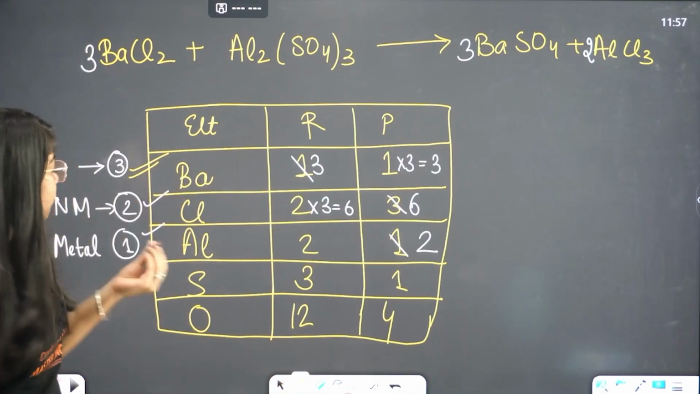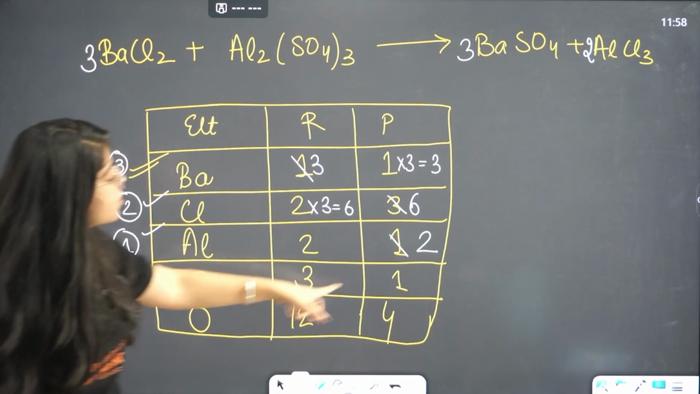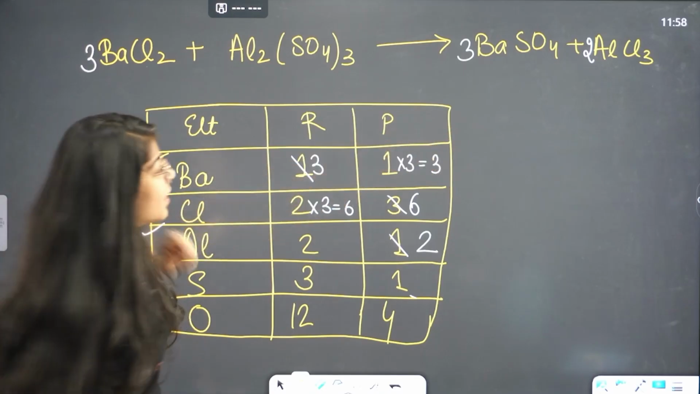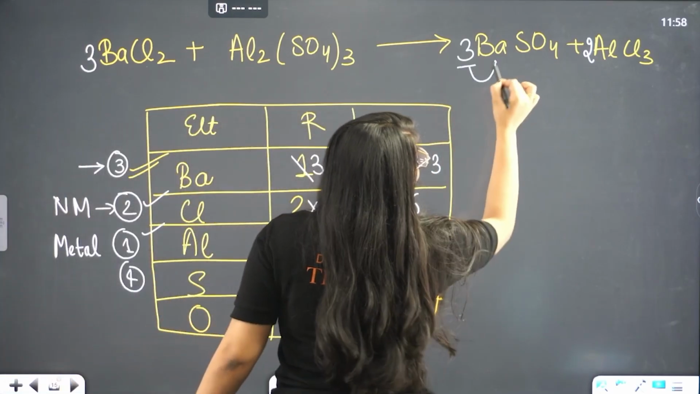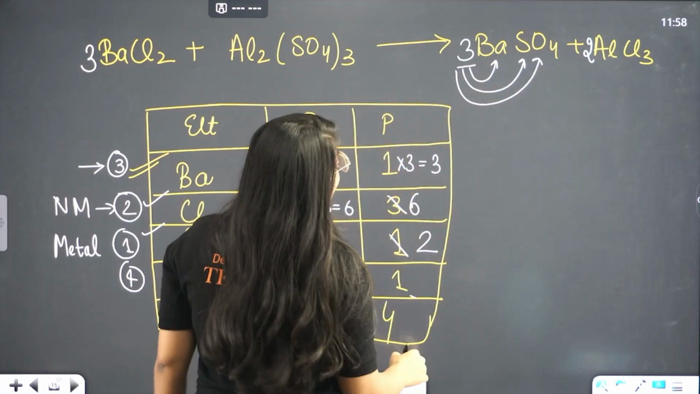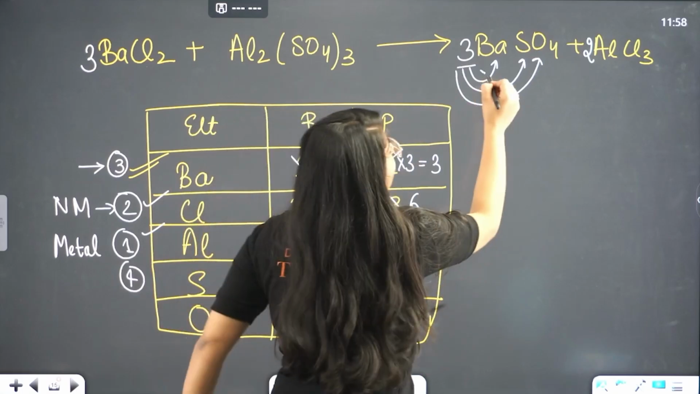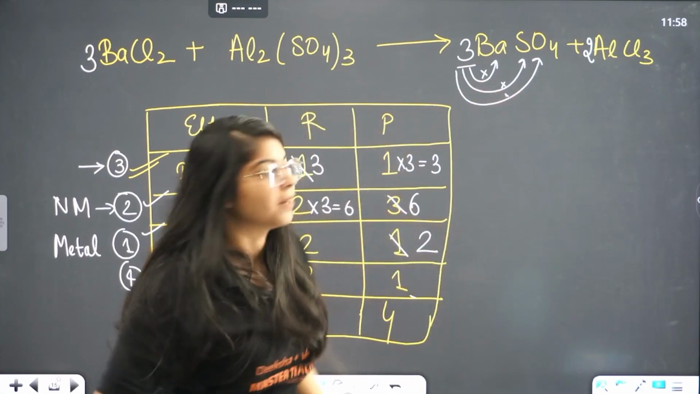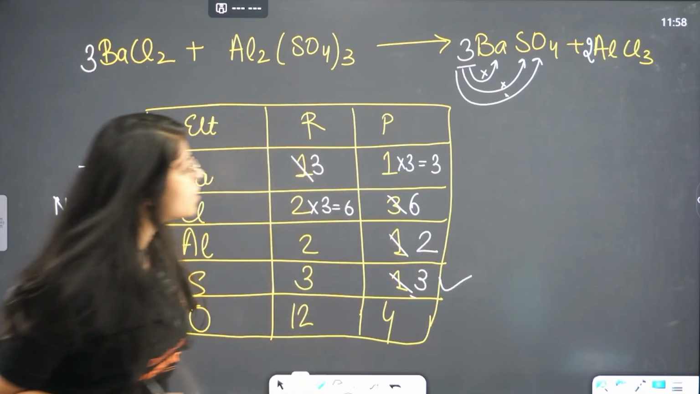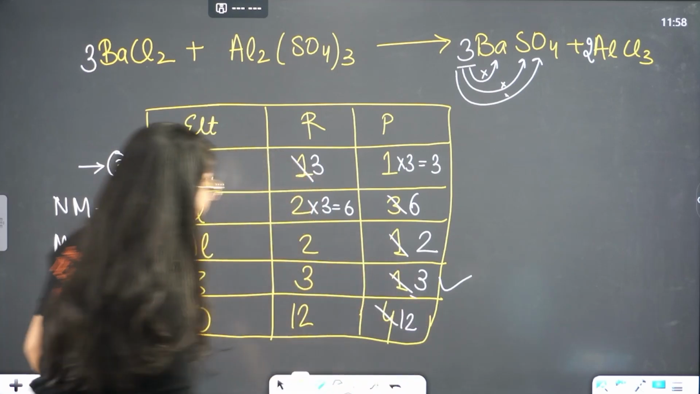Now we move on to sulfur. Sulfur is 3 here, here it is 1. But now sulfur is not 1, it became 3. This 3 will multiply with barium as well as sulfur as well as oxygen. This 3 will be multiplied with all of these. This is a multiply sign. Now sulfur became 3, so sulfur also got balanced. And oxygen 3 into 4, 12. Oxygen also got balanced.